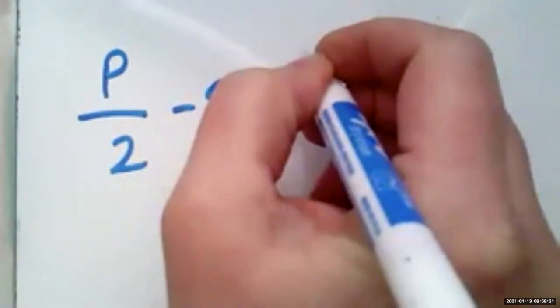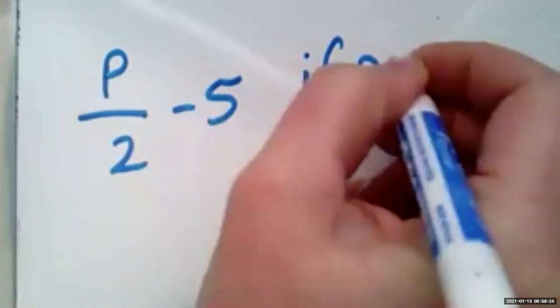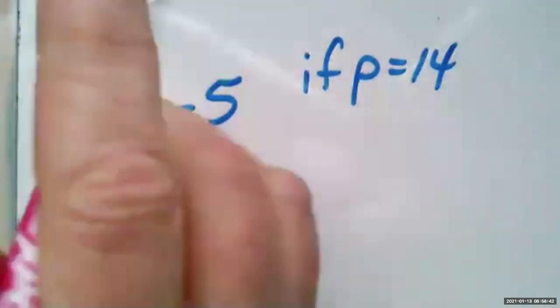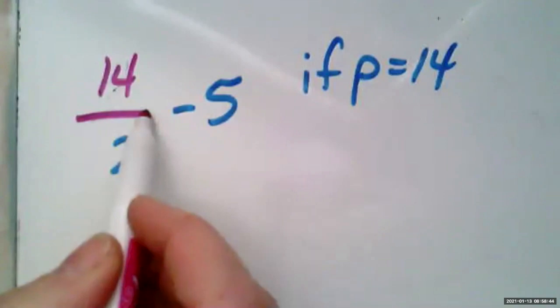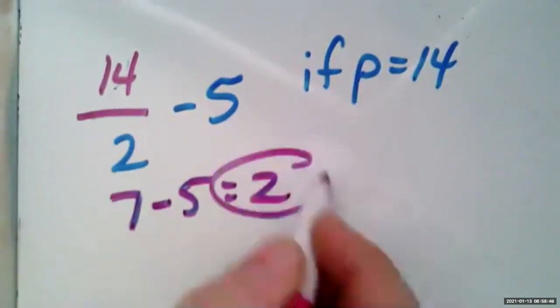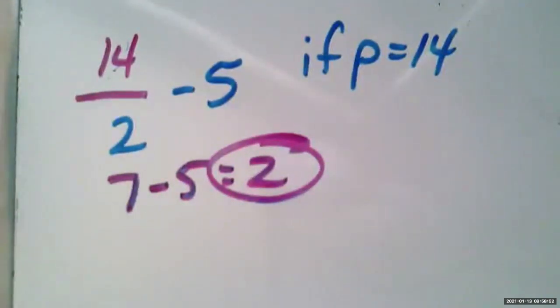If I said p over 2 minus 5, if p equals 14, what would your answer be? Very good. Yes, if you plug in 14 for p and divide it by 2, this is divide. 14 divided by 2 is 7, and 7 minus 5 is 2. Final answer for that expression is 2. Very good.